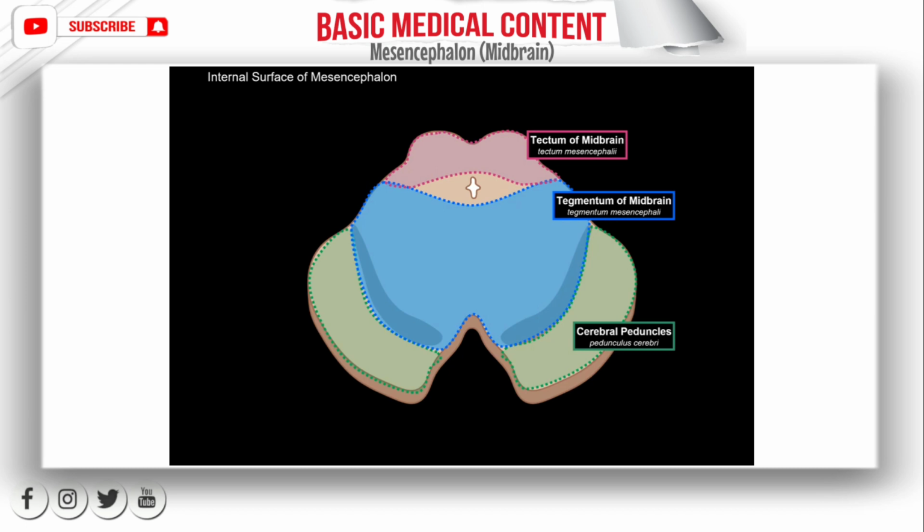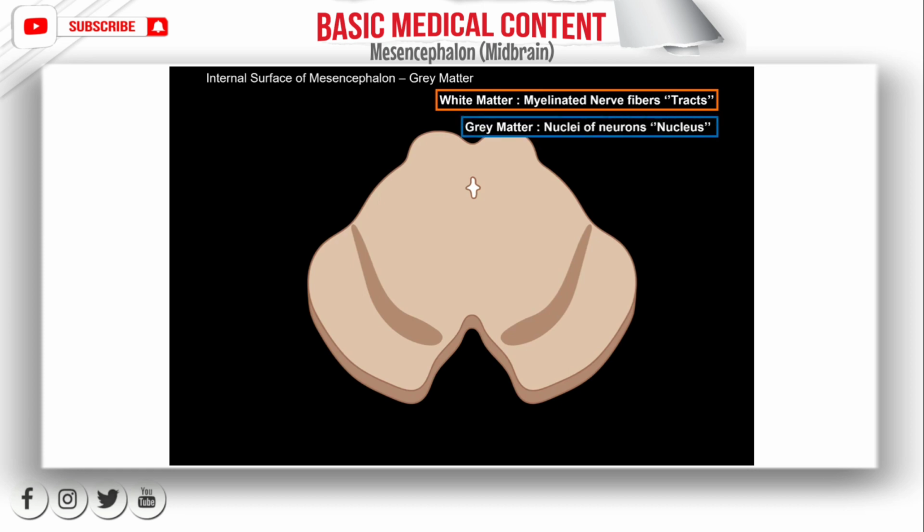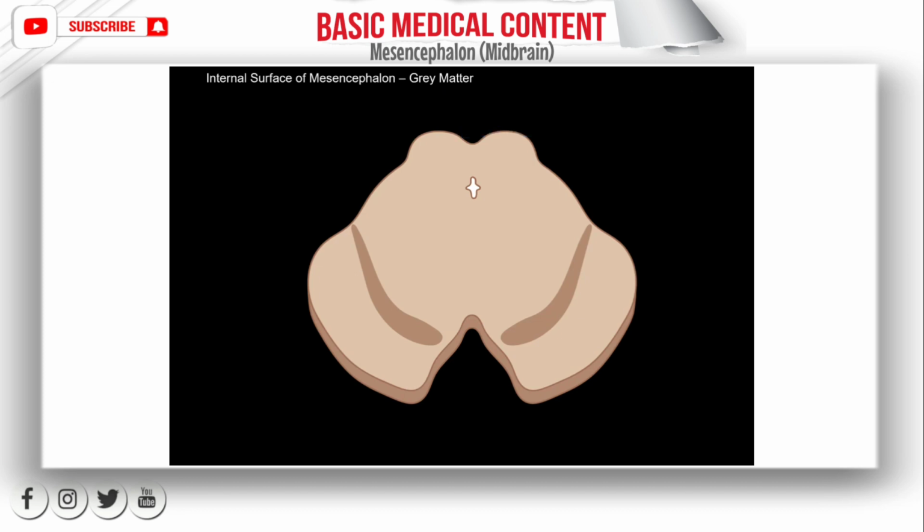Now let's go through all the internal structures, starting with the gray matter. And just to remind you again, white matter consists of myelinated nerve fibers. So when you go through the white matter, we talk about tracts. Gray matter contains nuclei of neurons. So structures in gray matter are nuclei. So the first gray matter structure we're going to talk about is the red nucleus, or nucleus ruber.